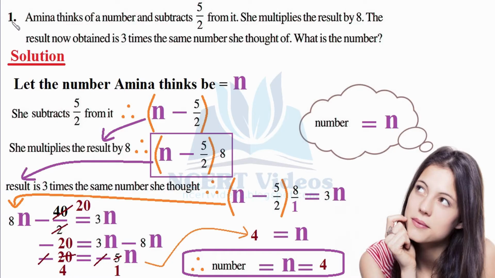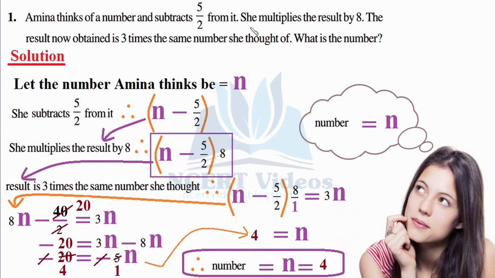Mathematics Class 8th, Chapter 2, Exercise 2.4, Chapter name Linear Equations in One Variable. We are going to solve question number 1, which is: Amina thinks of a number and subtracts 5/2 from it. She multiplies the result by 8. The result now obtained is 3 times the same number she thought of.